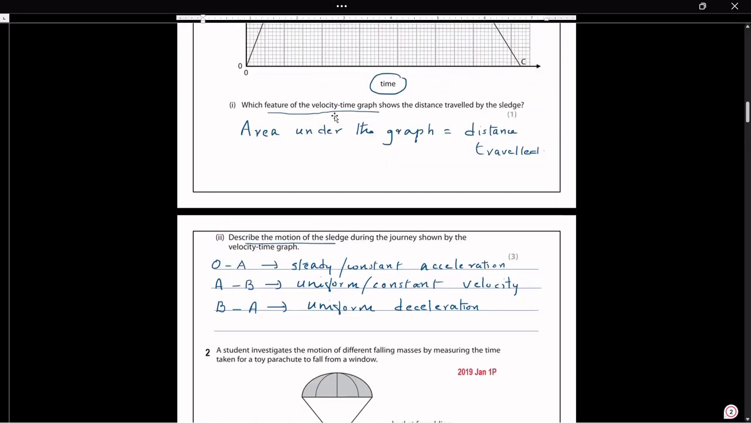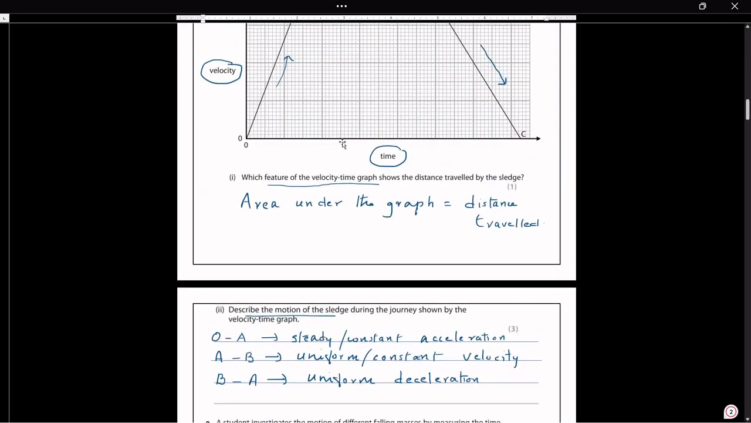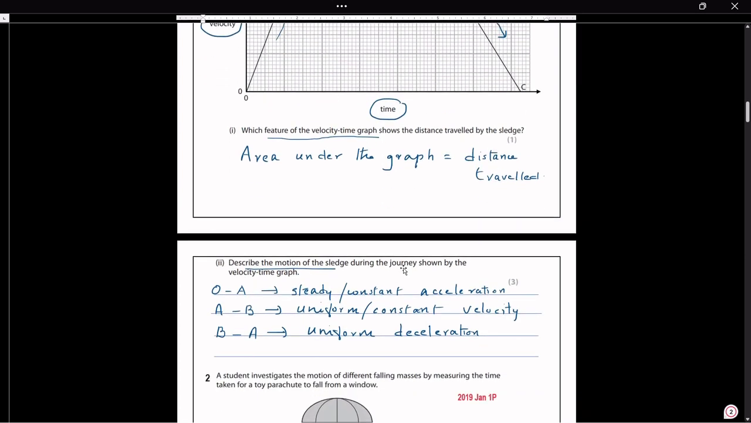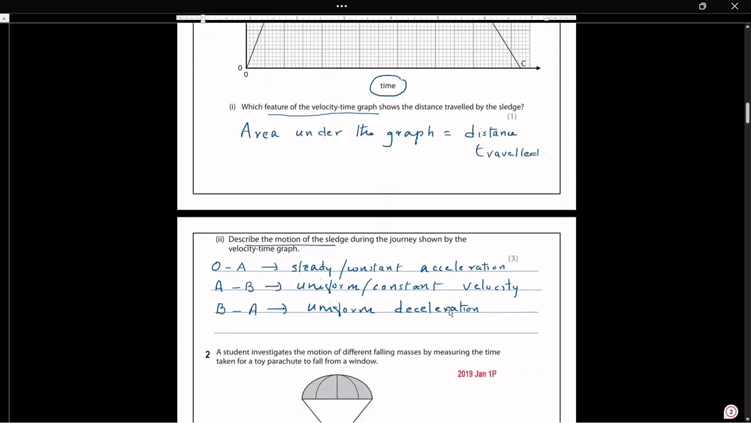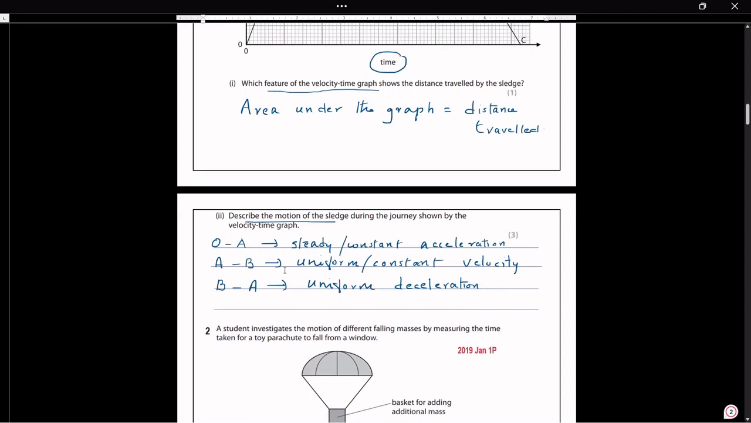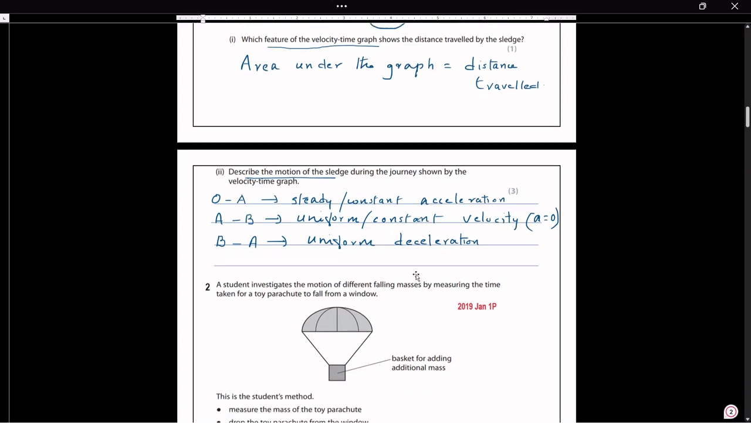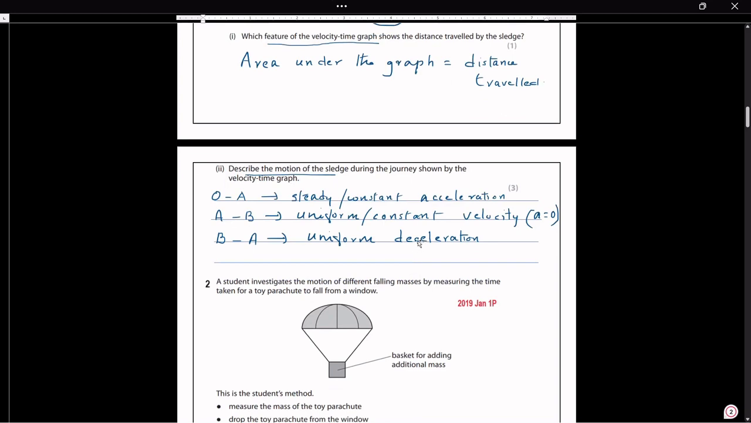As I told you, the velocity time graph is always indicating something about acceleration. So the first part is constant acceleration, the last part is uniform or constant deceleration, and the middle one is uniform velocity, which also talks about acceleration. This means acceleration equals 0. So steady acceleration means velocity increases, velocity constant means acceleration 0, and uniform deceleration means a steady decrease in velocity.